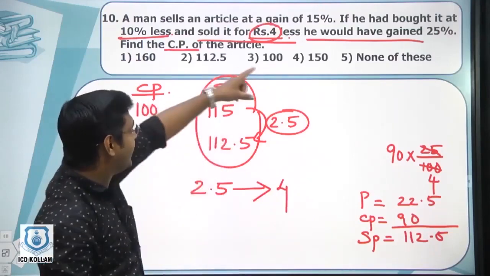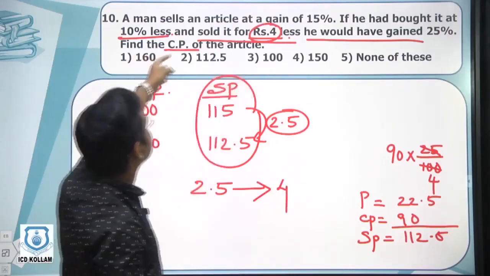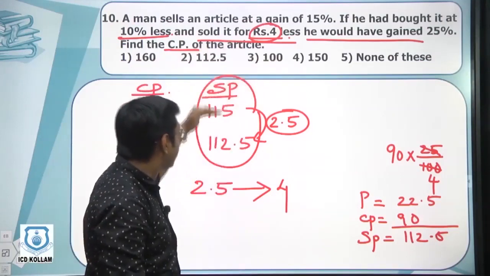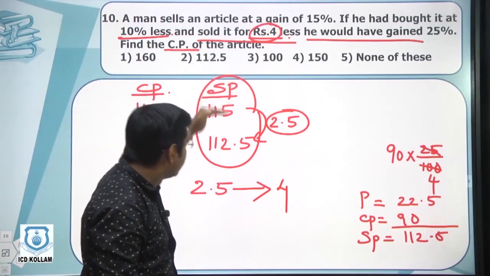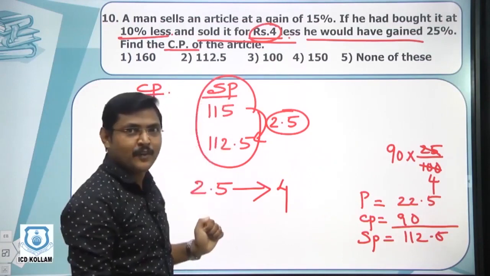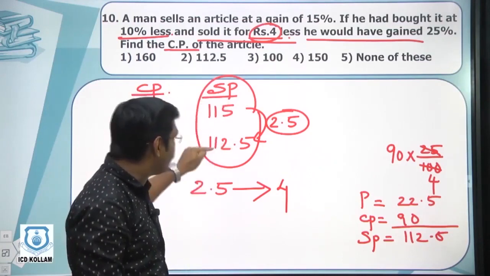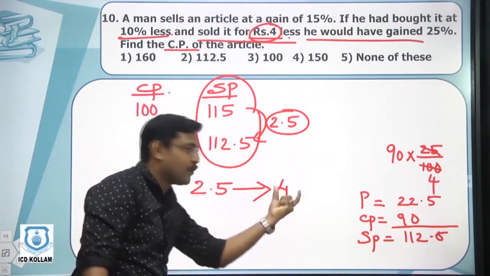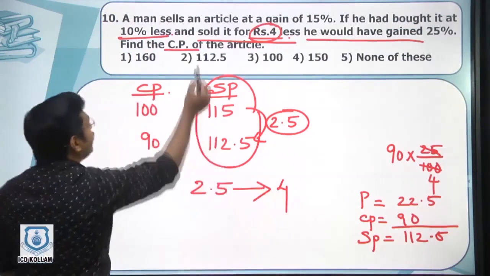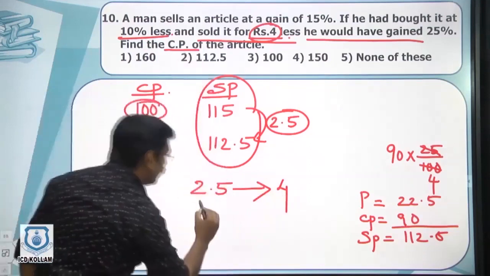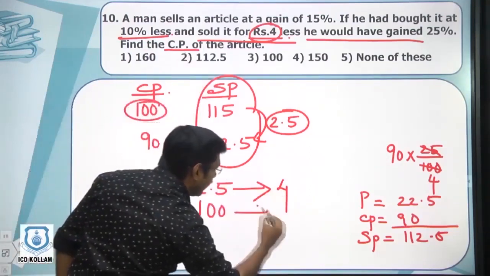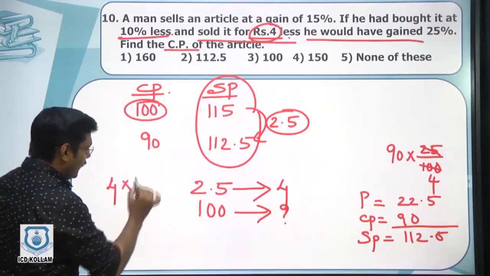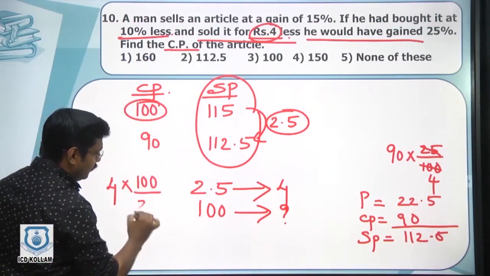Because on reading, it is clear that if he bought it at 10% less and sold it for rupees 4 less, compared to the previous one, he sold it for 4 less. Here, compared to the previous condition, he sold it for 2.5 less. Right? Because initially it was 115 and now it is only 112.5. That means 2.5 less. So 2.5 corresponds to 4, and what we need to find? We need to find the CP. Our CP is 100. So corresponding to 100, the value for the given question is. So I am applying the Brocken chain. 4 into 100 divided by 2.5.